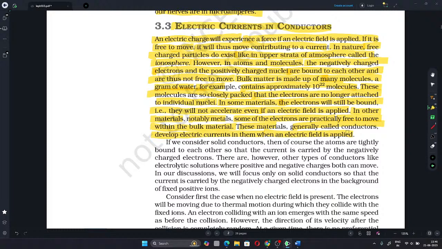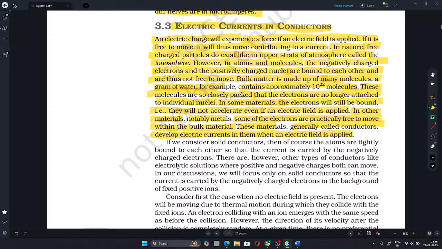Bulk matter is made up of many molecules. A gram of water, for example, contains approximately 10^22 molecules. These molecules are so closely packed that the electrons are no longer attached to individual nuclei.